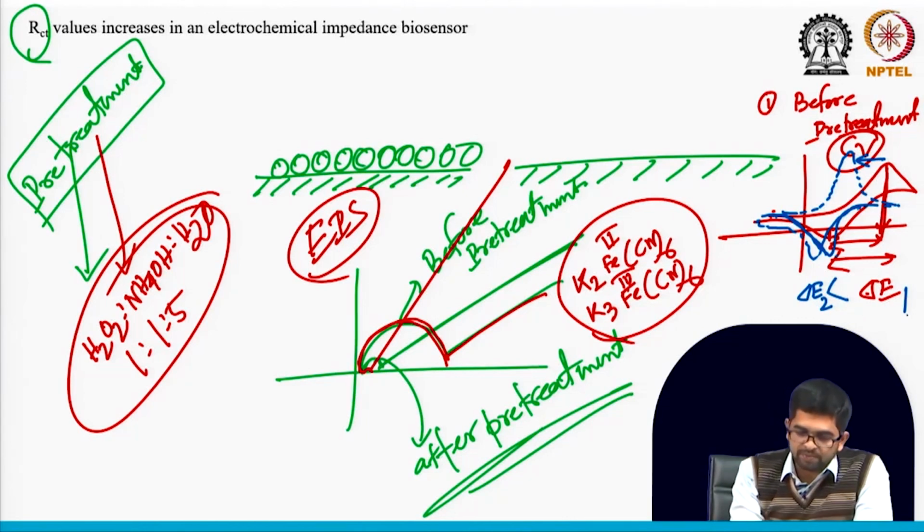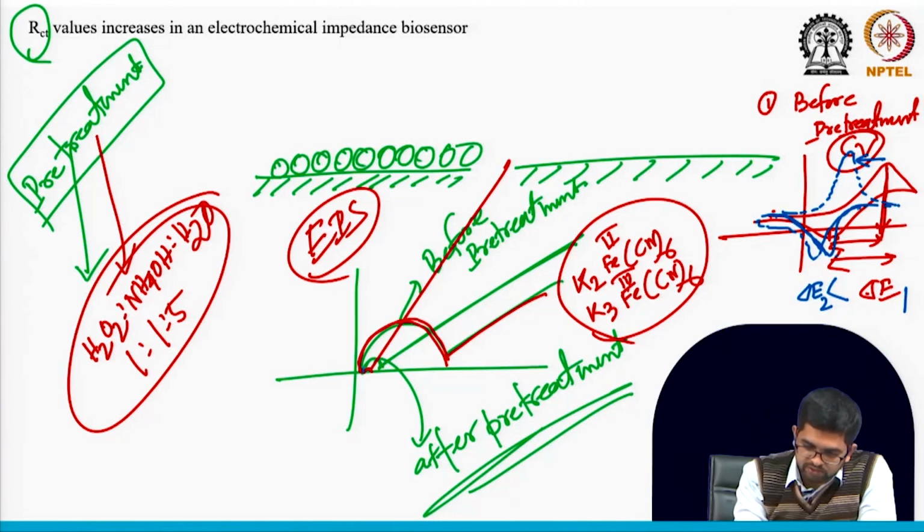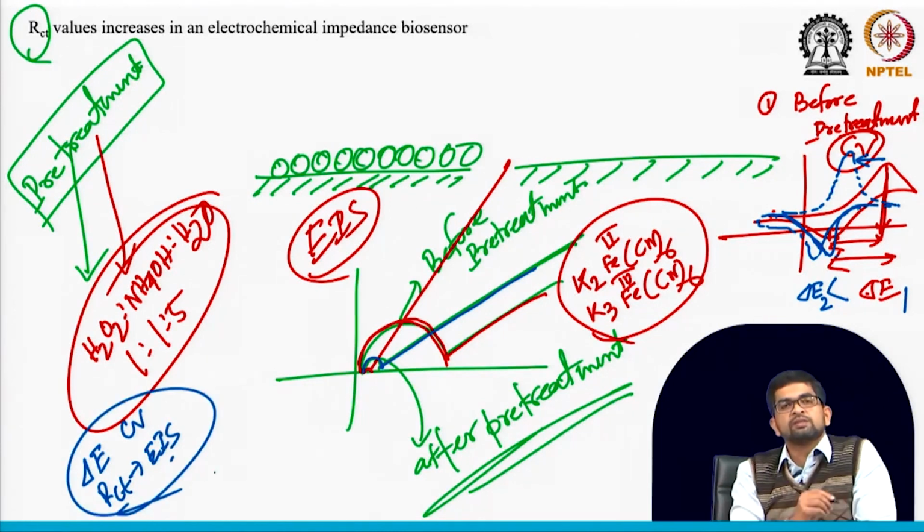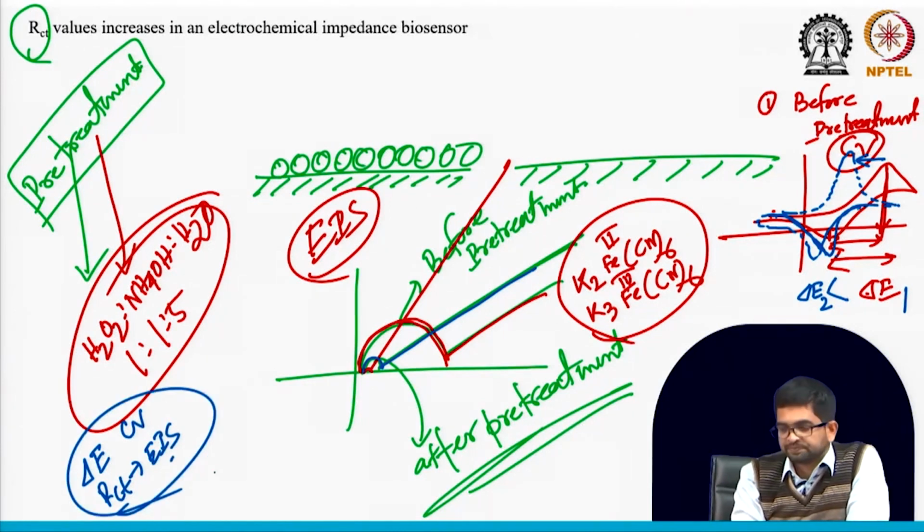And after pre-treatment, this is your EIS value. So, the delta E value is decreasing and your RCT value is also decreasing. So, from the CV parameters and the RCT value from the EIS, you will get lots of information on the surface.